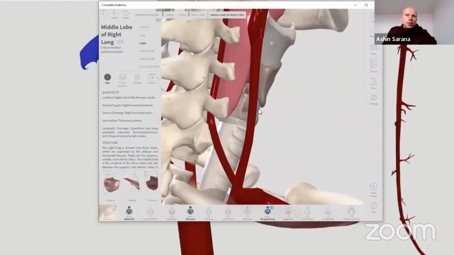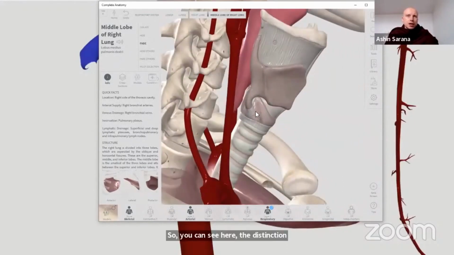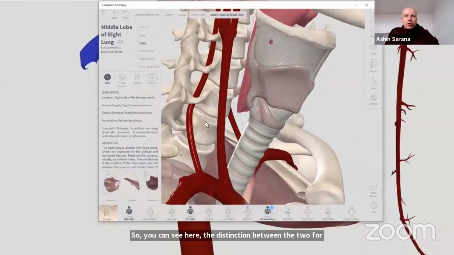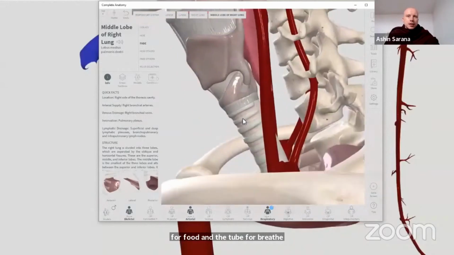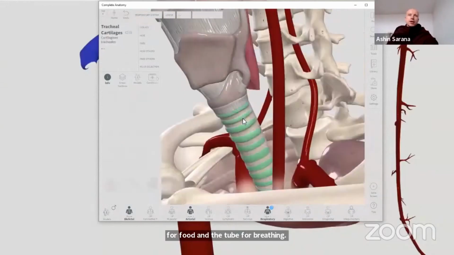So you can see here the distinction between the tube for food and the tube for breathing. This one is the tube for breathing, trachea.